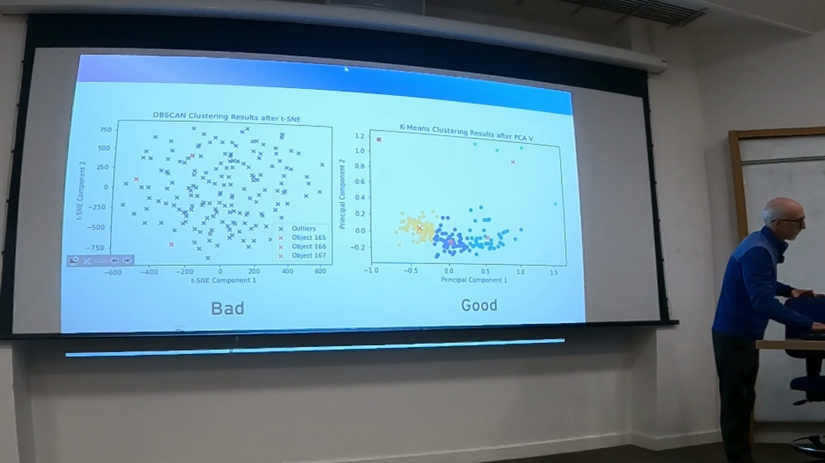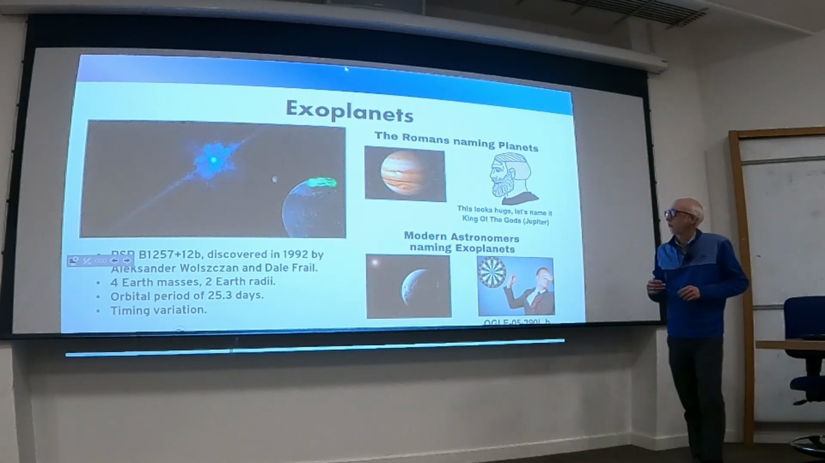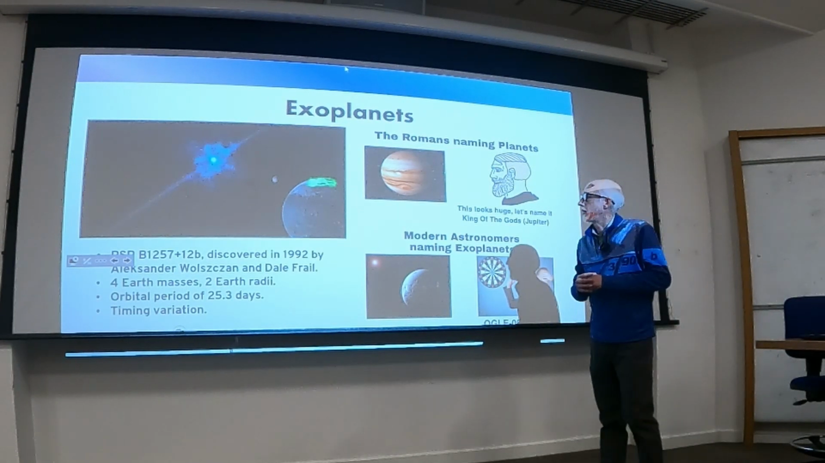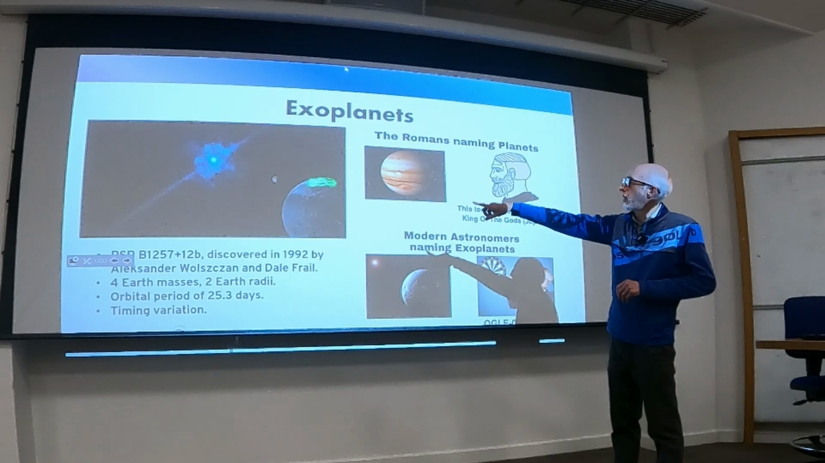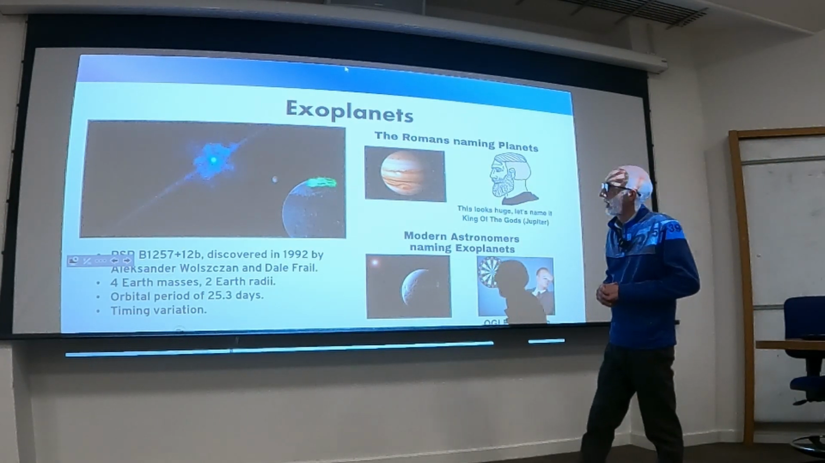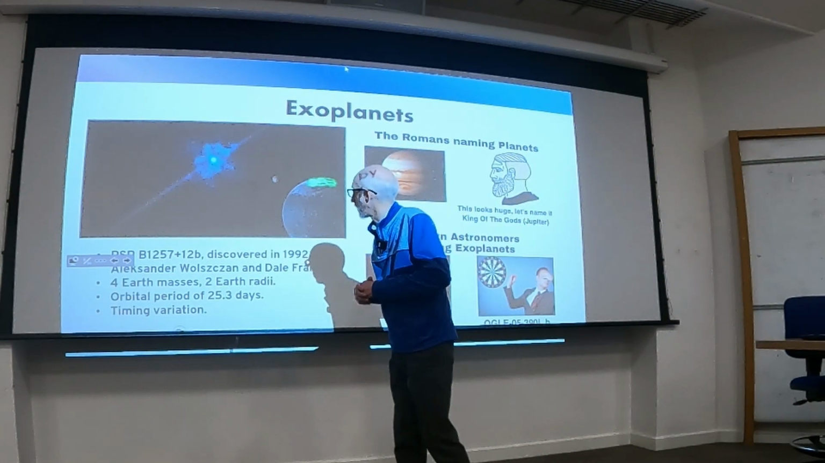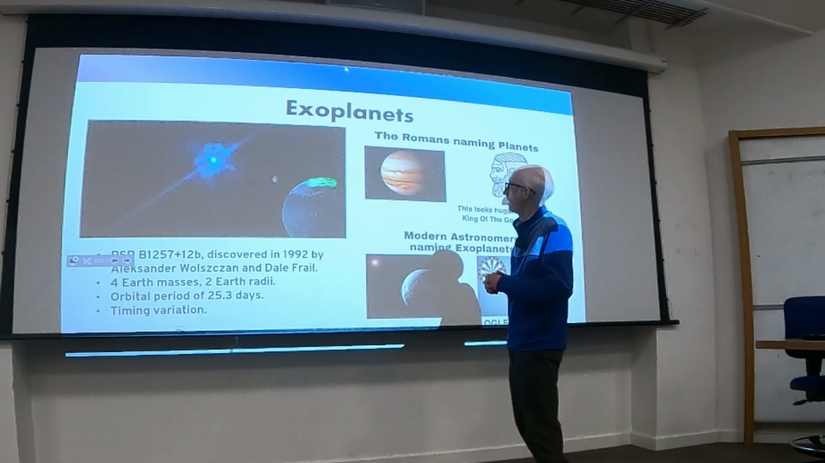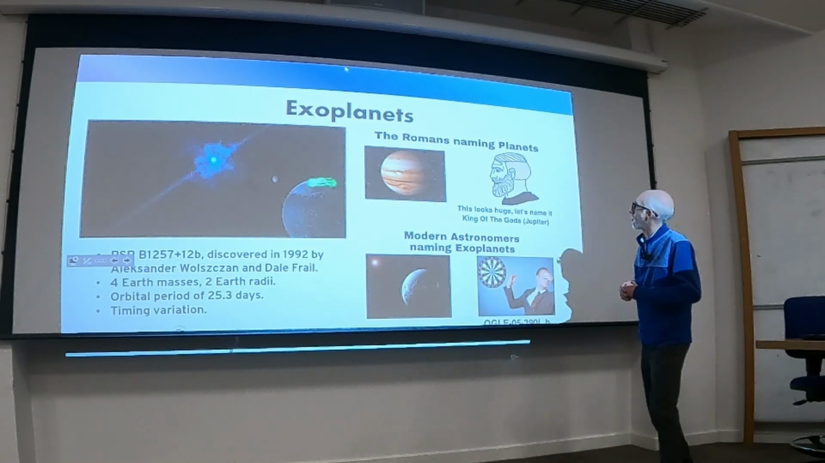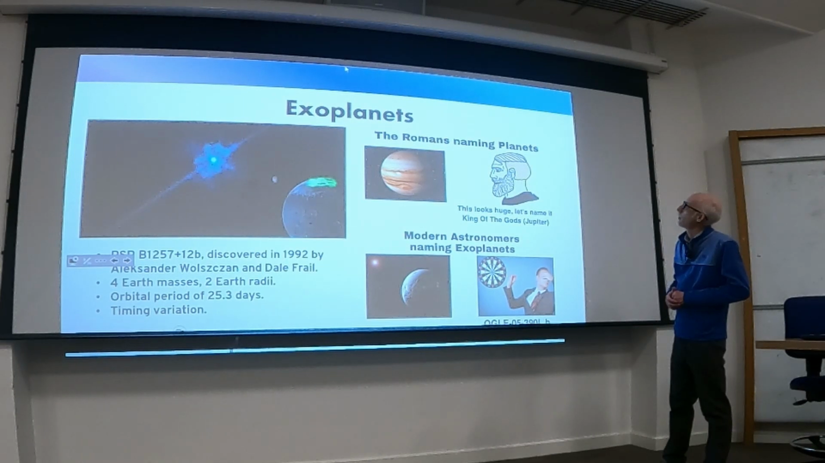I'll try not to bore you anymore with my own research and on to the main thrust of the talk. So exoplanets. This was the first one ever discovered around the pulsar. The imaginatively named PSR B1257+12b. Thanks to Holly for the sense of humour.